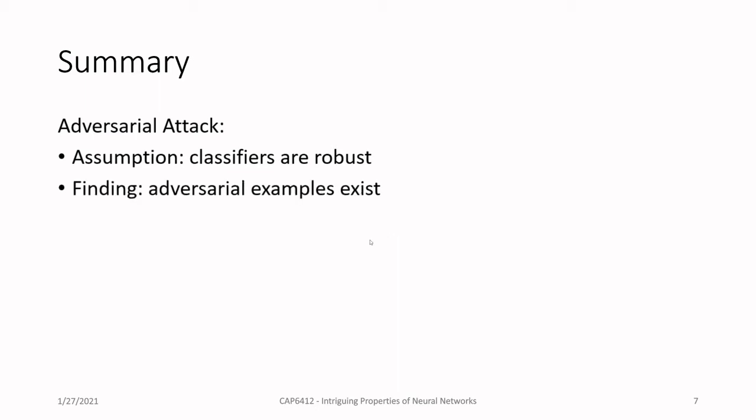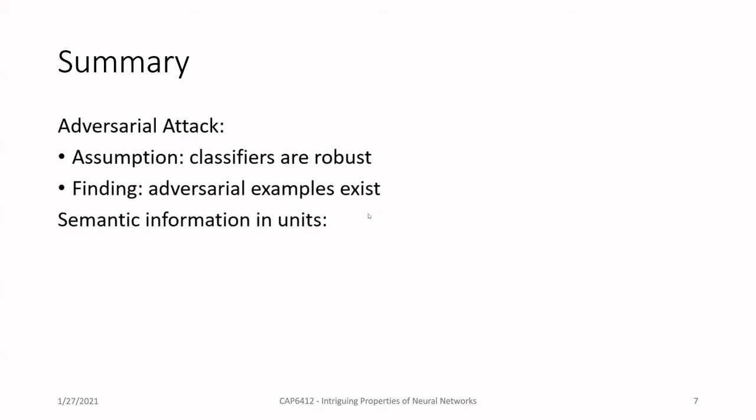Yeah, so the first intriguing property is regarding the adversarial attacks. Until this point, the assumption was that the classifiers are fairly generalizable and fairly robust. But the finding from this paper is that adversarial examples do exist. Adding carefully curated noise to the original images would actually alter the classification output of these neural networks.